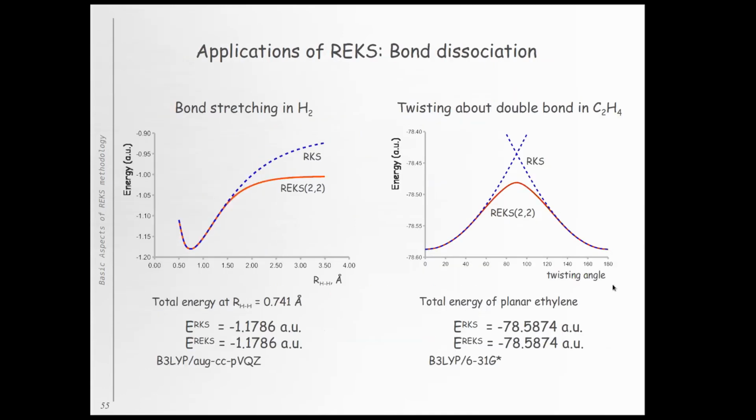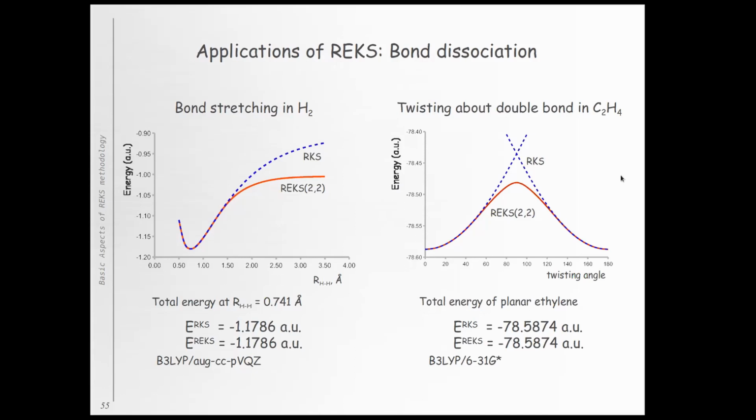So I skip a few slides, and I will show this slide again, where you see that for the equilibrium geometries of some molecules, such as the hydrogen molecule, H2, or the planar ethylene molecule, the REKS method yields exactly the same total energy as the standard Kohn-Sham calculation. However, REKS allows us to describe bond dissociation, either the sigma bond in H2 or the pi bond in ethylene, correctly. This is a big advantage.